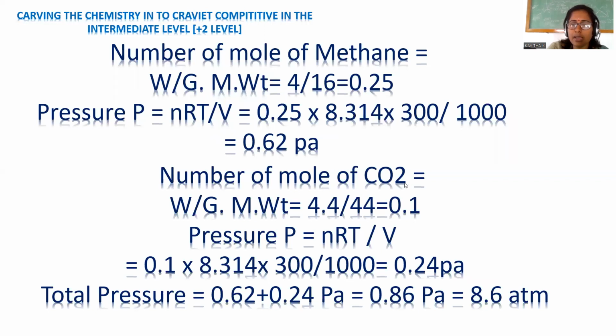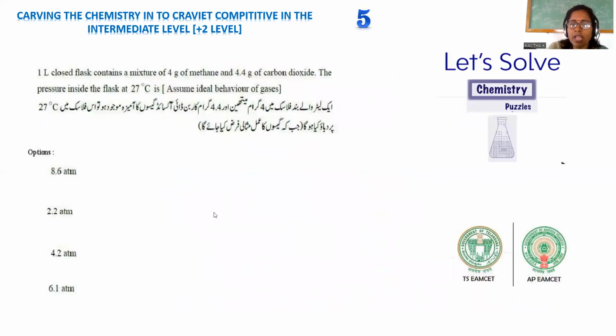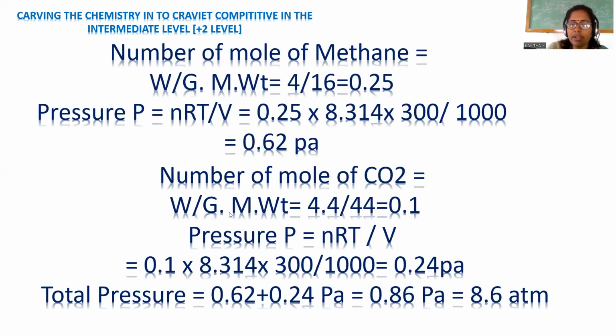Let's go with the calculation for carbon dioxide as well. Weight by gram molecular weight for number of moles. Weight is given as 4.4 grams of carbon dioxide. 4.4 is the weight of carbon dioxide. Gram molecular weight of carbon dioxide will be 44. 4.4 by 44, number of moles will be 0.1. Let's apply the formula P is equal to nRT by V. n, number of moles, is 0.1 and the remaining values remain the same. 8.314 is the gas constant, 300 will be the Kelvin temperature, and the volume will be 1 liter. It will be taken as the pressure of carbon dioxide 0.24 pascals.